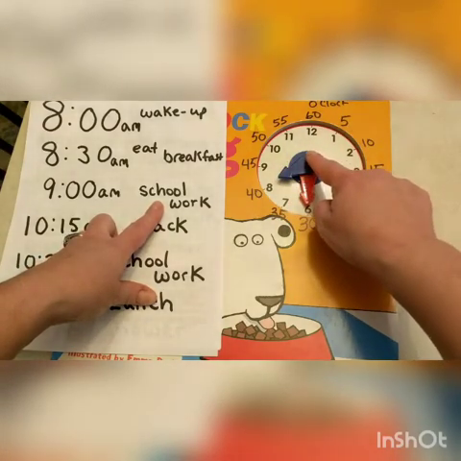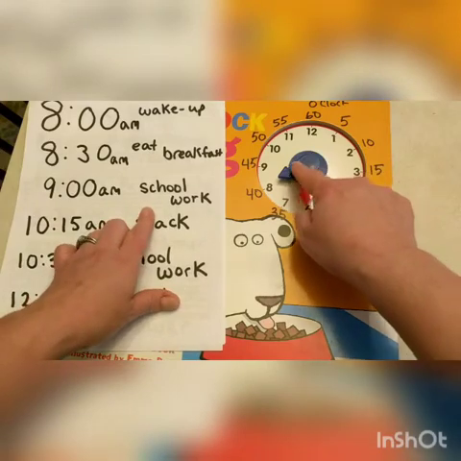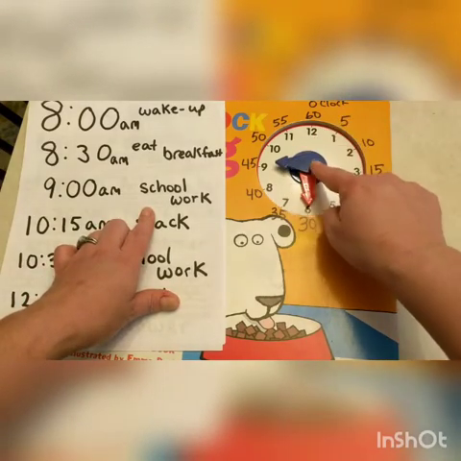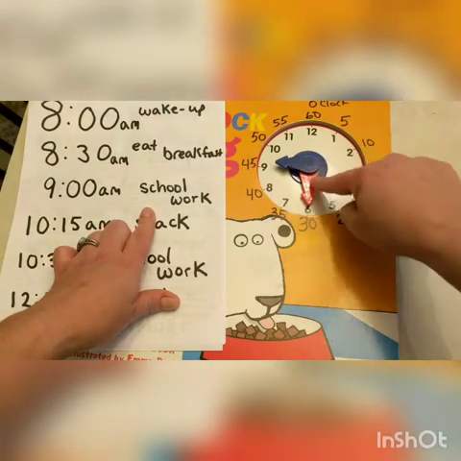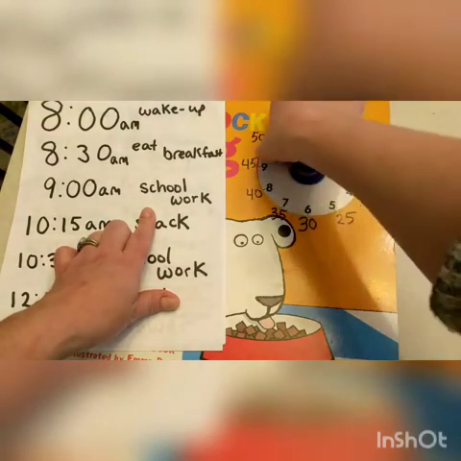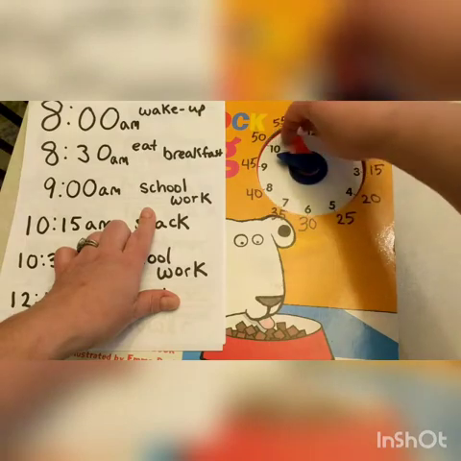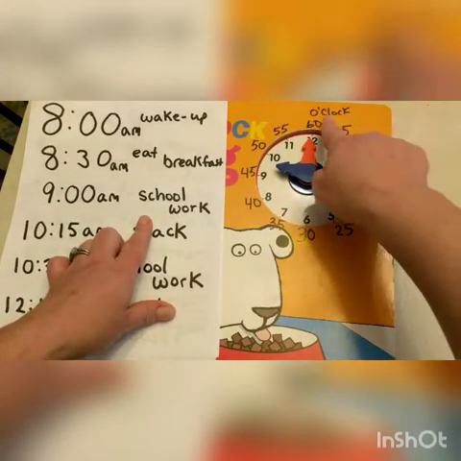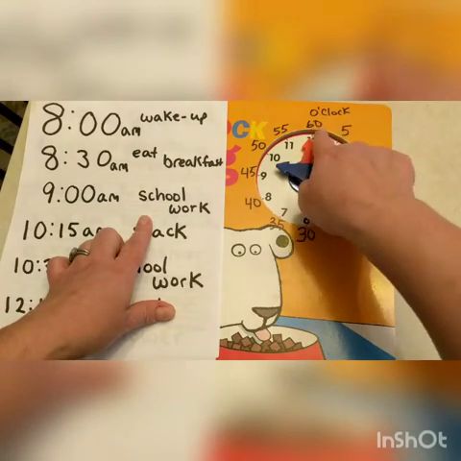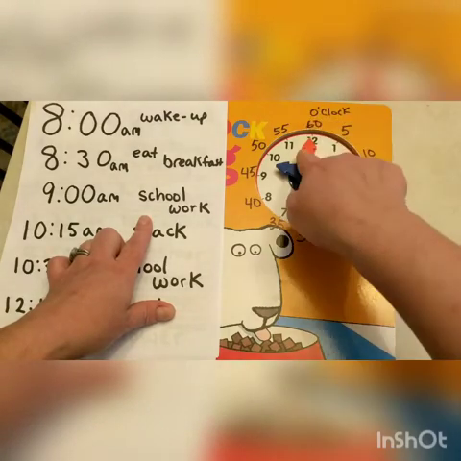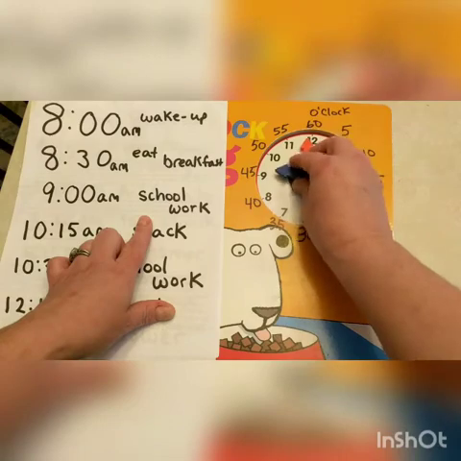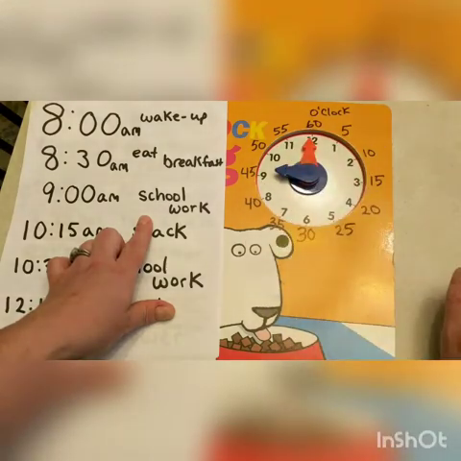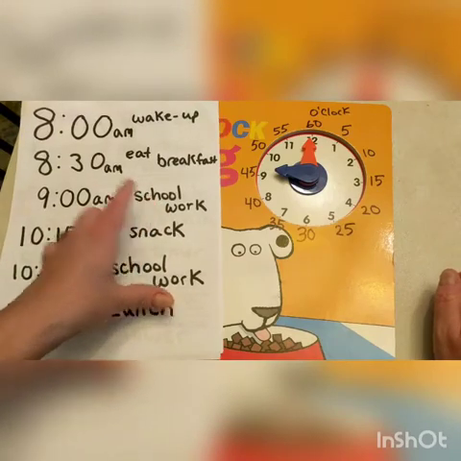So 9 is going to be the hour. So I'm going to move the small hand to the 9. And it's o'clock again, which means I'm going to move that minute hand all the way up to the 12. And I wrote on here so you guys can see it a little bit better. The 12 is 60 minutes or the o'clock. So my clock right now says 9 o'clock. That's when I'm going to be doing my schoolwork.